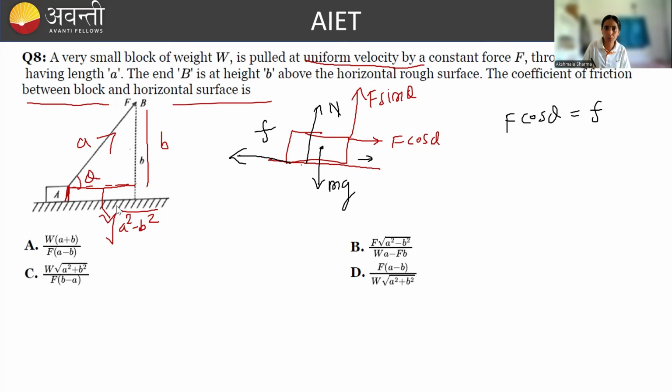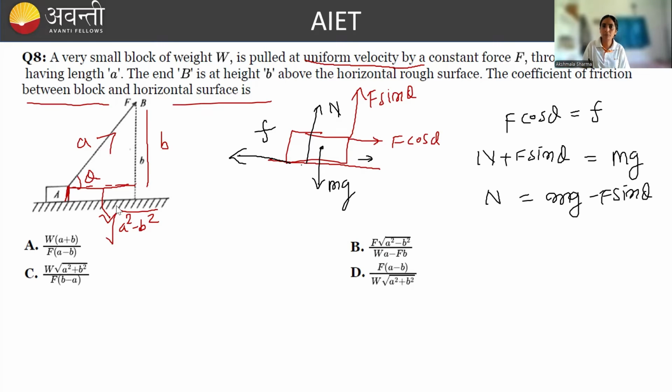And in the vertical direction, N plus F sin theta will be equal to mg. So from here N is equal to mg minus F sin theta. Now if we go on to the first equation, friction you can write in terms of its formula. So friction f is mu N. N here is how much? mg minus F sin theta.